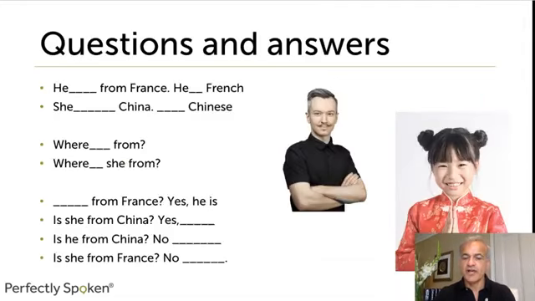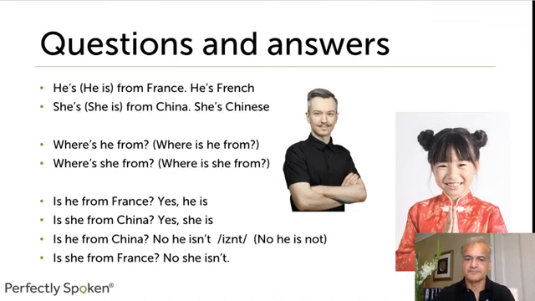Then we looked at the verb to be. So, he's from France, he's French, he is. Pause, complete, answers coming. Yeah, he's from France, he's French, she's from China, she's Chinese. Where's he from? Where is he from? Contraction, where is, where's she from?